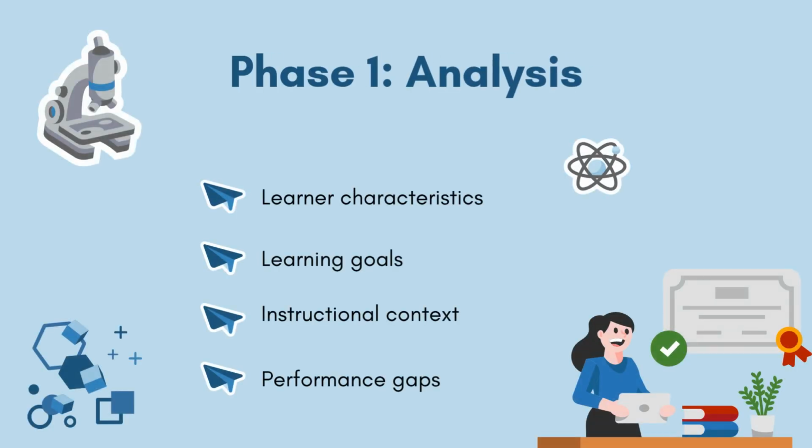The first phase of the ADDIE model is analysis. This is where instructional designers identify the learning problem and determine the needs of the learners. Designers consider factors such as learners' prior knowledge, the context in which learning will occur, as well as the performance gaps that instruction is meant to address. A strong analysis phase ensures that instruction is solving the right problem.